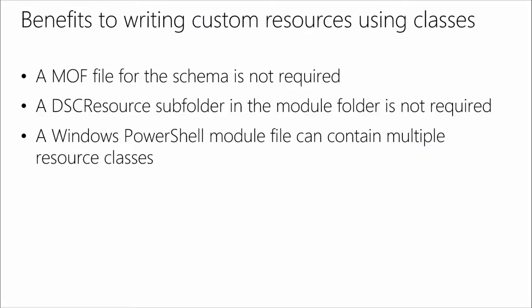So back to the benefits. Benefits to writing your custom resources. We've already started talking about this. This is going to be kind of cool. You're not going to need the MOF file. Yay! We don't need to mess with the MOF. We don't need no stinking MOF. And also, we're not going to need the DSC resource subfolder in the module anymore. This is going to look cleaner and be easier for you to work with. We can have multiple resource classes. It's just going to be an easier environment to deal with all the way around. Plus, the code actually looks cleaner and prettier, but the code changes a little bit in how we're going to set it up.